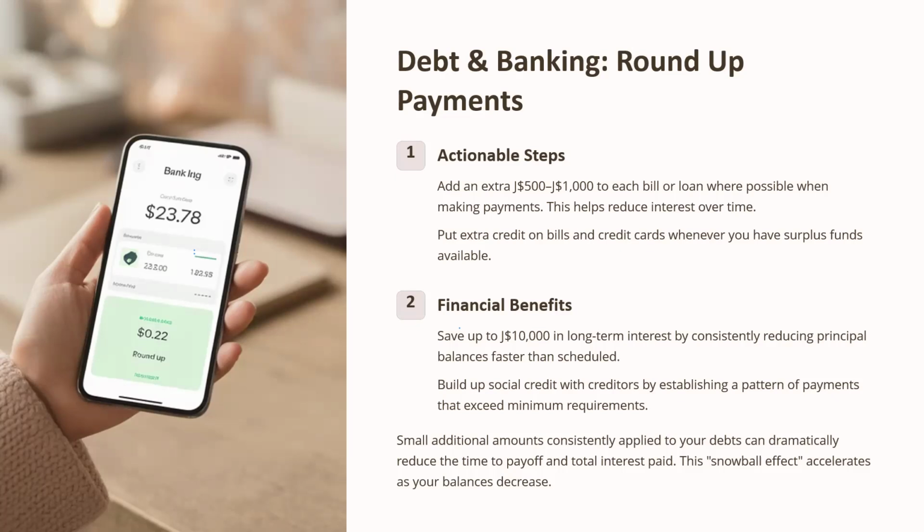Another benefit is that you can save up to $10,000 in long-term interest by consistently reducing the principal balances and doing so faster than scheduled. It will also help you in building up your social credit with creditors once they see that you've established a pattern of making payments that exceed the minimum requirements.